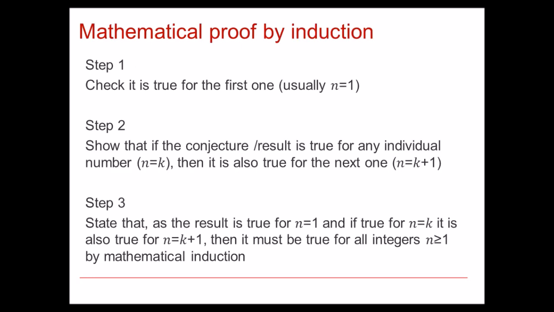So we need to prove that it is true for the first term, n equals 1. We need to show that if it is true for an individual term, where n equals k, then it would also be true for the next term, n equals k plus 1. And then the conclusion step: as the result is true for n equals 1, and if it was true for n equals k, it would also be true for n equals k plus 1, then it must be true for all positive integer values of n at least 1 by mathematical induction.